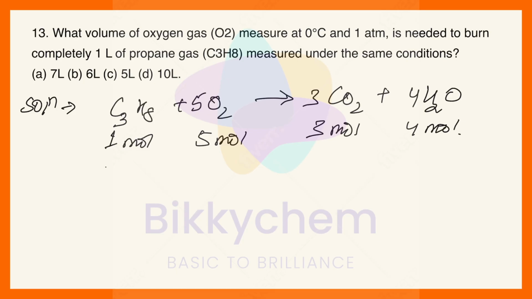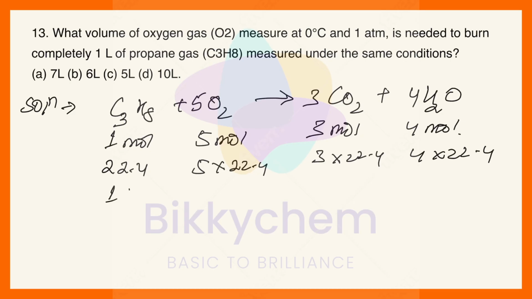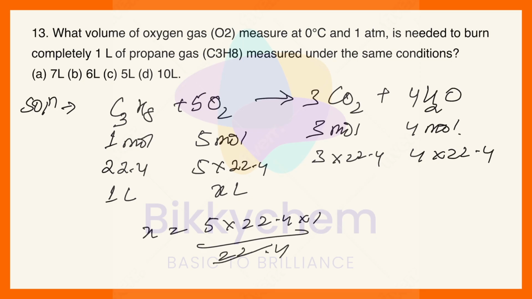So if I write this in liter, it will be 22.4, 5 into 22.4. So if I am burning 1 liter of propane gas, then the oxygen used is x liter. So the value of x will be 5 into 22.4 into 1 divided by 22.4, which is equal to 5 liter. So option will be C.